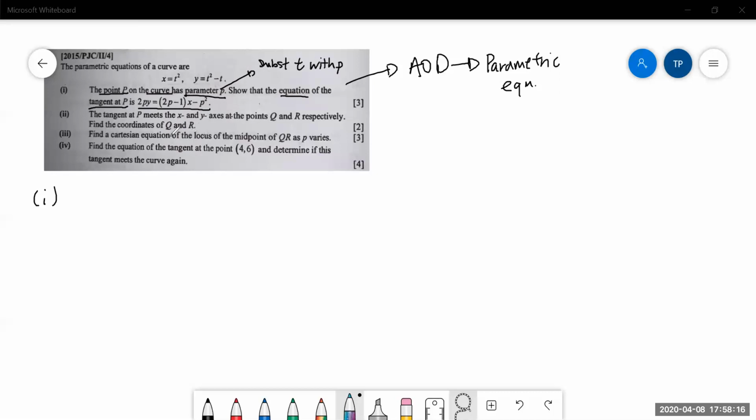So part 2. The tangent at P meets the x and y axis at points Q and R respectively. This one is even easier. We just have to use when x equals 0, then we'll get something. The next one will be when y equals 0, then we'll get something. Then we can find our Q and R.